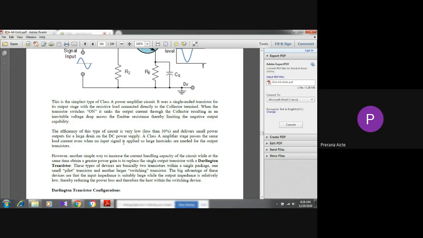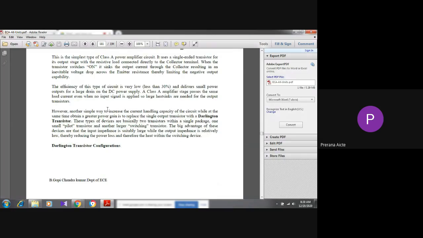Here the efficiency of the circuit is very low, approximately 25 to 30%, and it delivers a small amount of output power for a large drain on the power supply. This is all about the theory of this circuit.